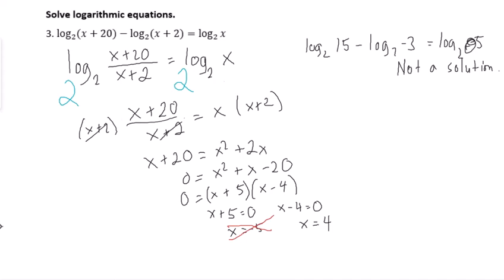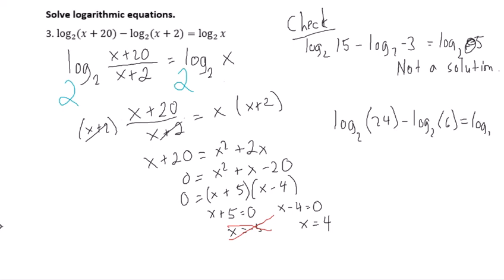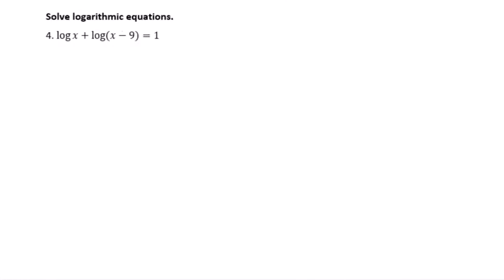The other one, go ahead and check. Log base 2 of 24 minus log base 2 of 6 equals log base 2 of 4. And 24 minus 6 means 24 divided by 6, which is 4. So they both equal each other. So this is a good solution. All right, let's look at another example.